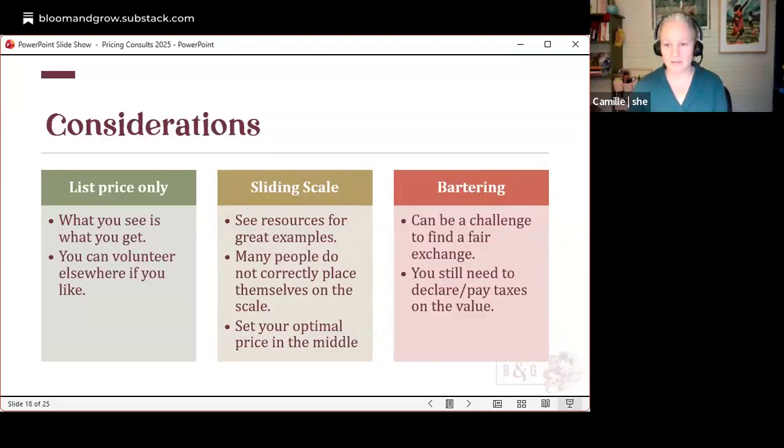Okay, so list price only, meaning what you see is what you pay. It is what it is. I actually do this for my private clinic. I have a price, and that is the price, and there is not a sliding scale, and there's not a bartering option. It just is what it is. However, I run a free clinic separately, and I say on there, if this isn't an affordable price to you, I have a free clinic. You can get on the list and put in for a spot in the free clinic, and I have a limited number of those. Sometimes there are spots available, and sometimes there's not. For me, this is just what works for right now.